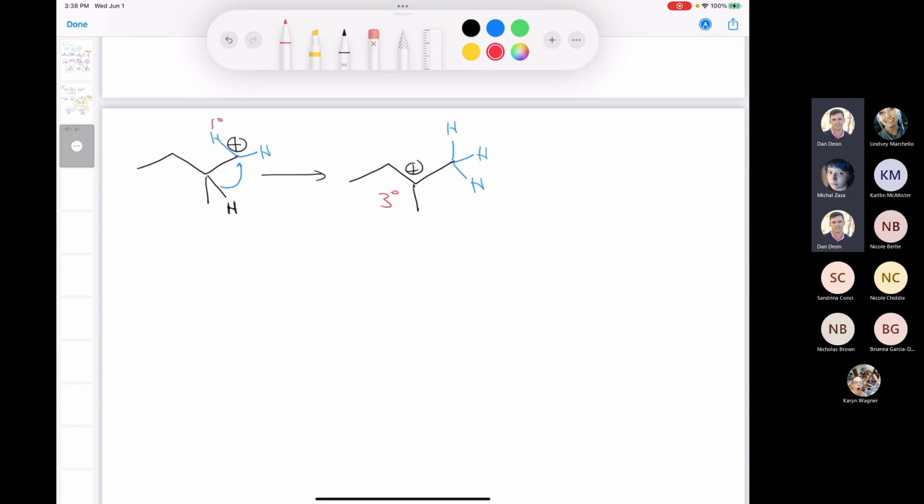So there's no reason for this to rearrange any further. Are you with me on that? Yes, okay. But wouldn't it now add where that is though? That's what I'm trying to ask. Oh, it did add here.